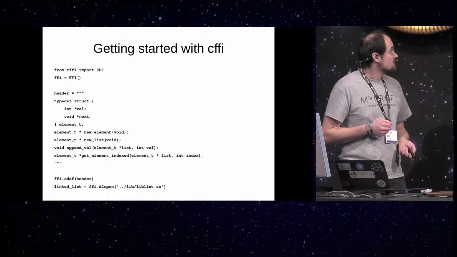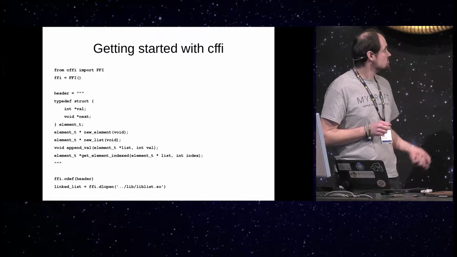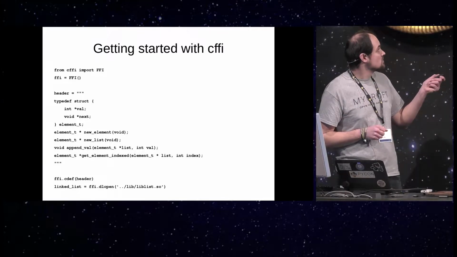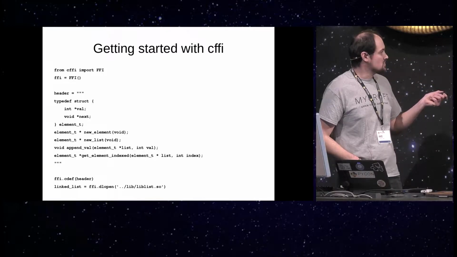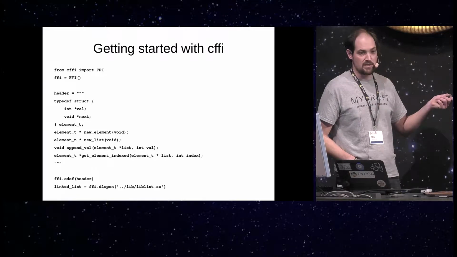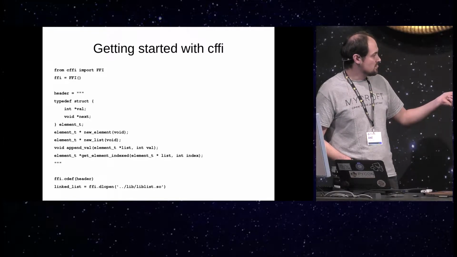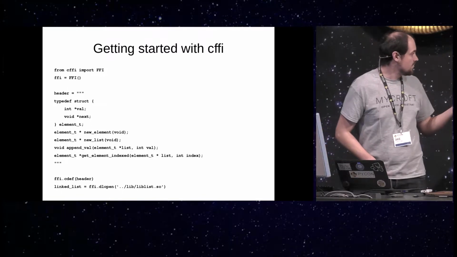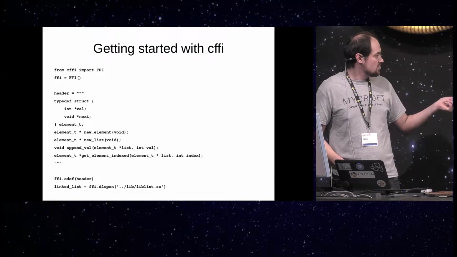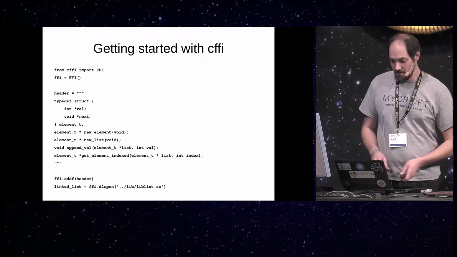So here we're doing basically the same thing as the first example for ctypes. We import FFI and we do our definition, which is basically the contents of my C header file in this case. And then I tell FFI that this is my definition of my C library. And then we open the library, and everything should be pretty good.